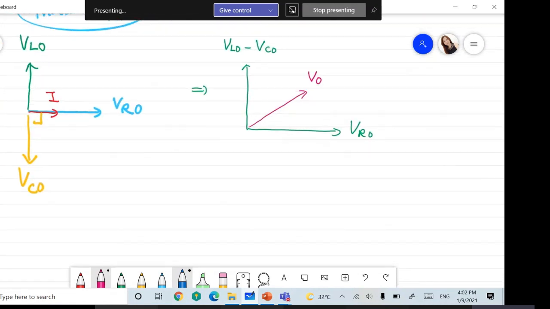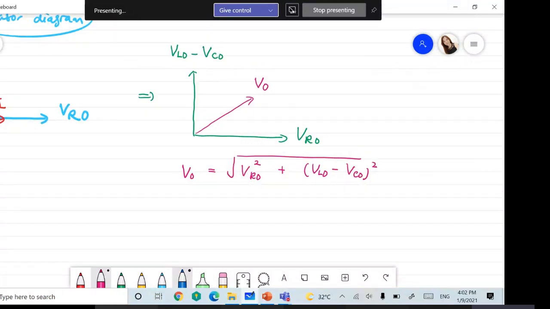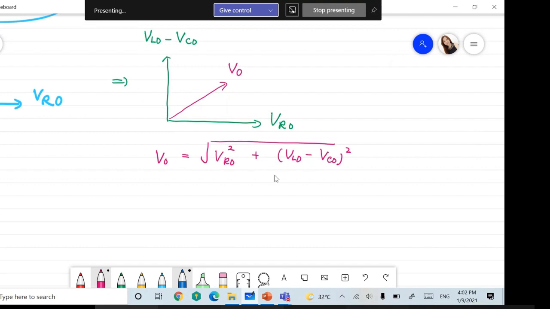Right? So based on this phasor diagram, V0 is equal to the square root of VR0 squared plus (VL0 minus VC0) squared. Am I right? It's very similar to a vector. I'm using the Pythagoras theorem to find V0, which is the maximum voltage of the source. Okay?